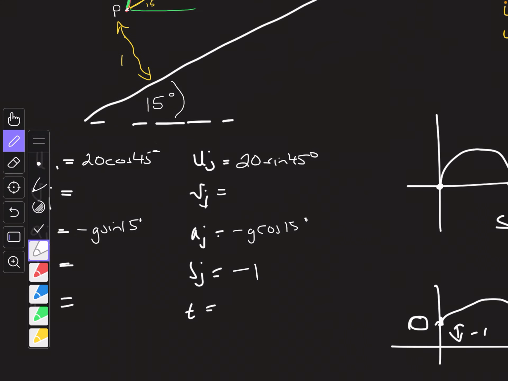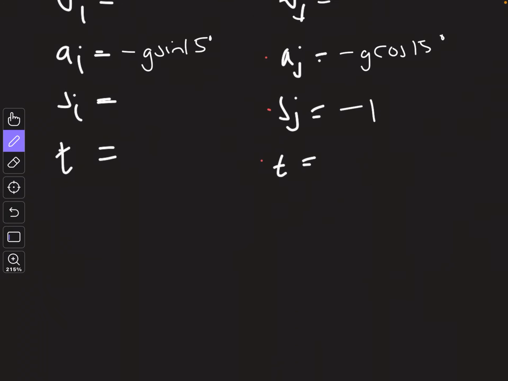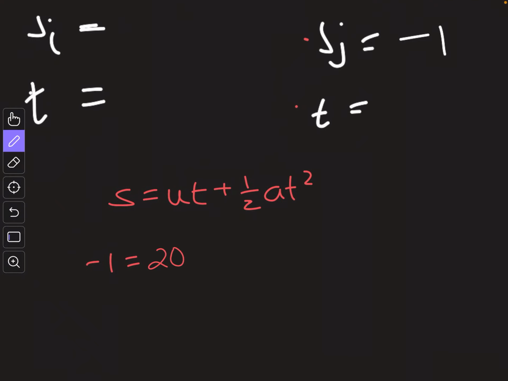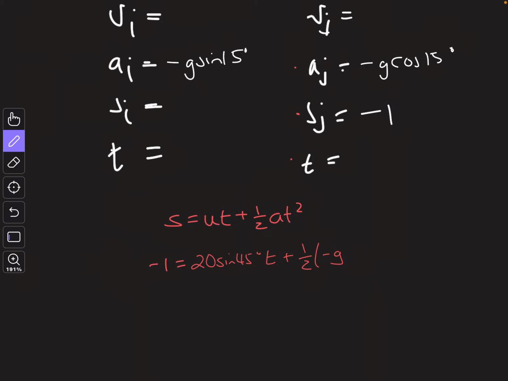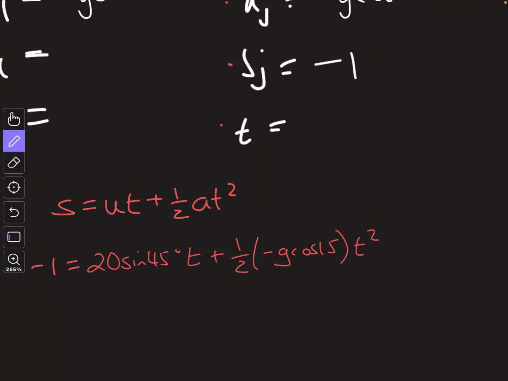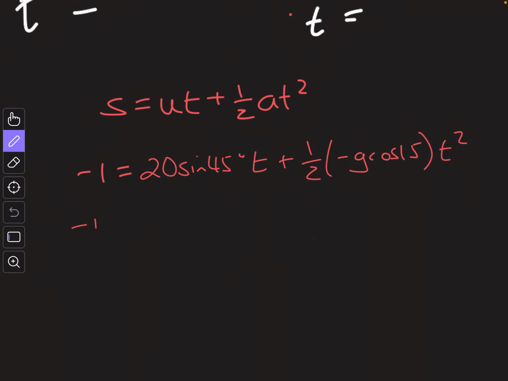So they ask for the time it lands. Well, let's check what we have. We have U, we have A, we have S, we have T. So can we find when it lands? Yes, we can. S equals UT plus a half AT squared. So S is minus 1, U is 20 sine 45, don't forget your T, plus a half minus G cosine 15, T squared. You probably already know what you're going to arrive at shortly, but we'll plug it in anyway.